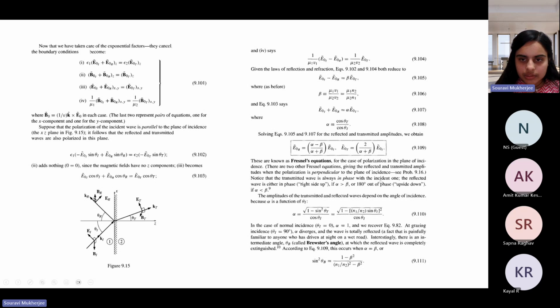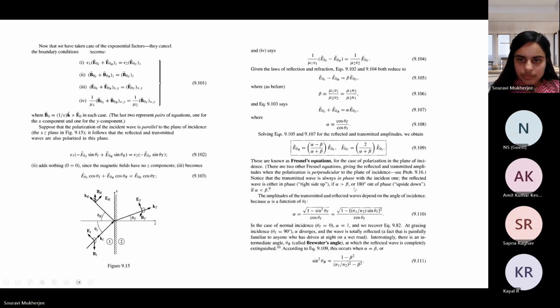Now this is important. This tells us that if alpha is greater than beta, what happens in that case? Then this term and this term both are positive, right? So the reflected and the transmitted waves are always in phase, right? But now what happens when alpha is less than beta? So what is alpha? So this is alpha, right? Alpha is the relation which depends on the angle of incidence and the angle of transmittance, which is again related to the medium properties.